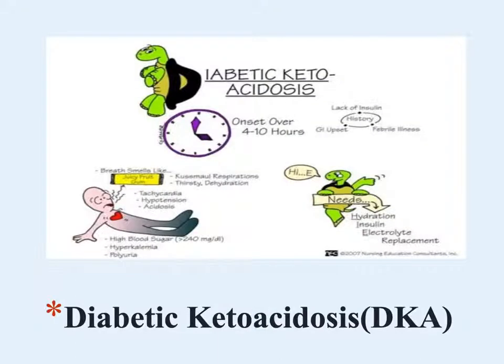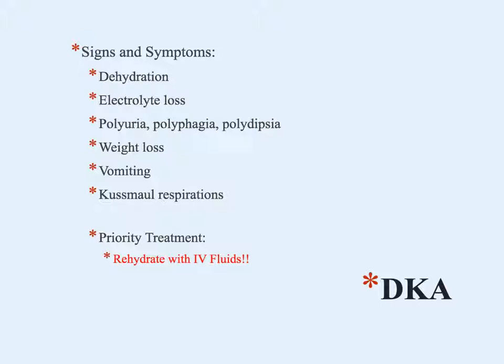So it's kind of a picture of what a patient with diabetic ketoacidosis appears like. They have that fruity breath, tachycardia, low blood pressure, the signs and symptoms of acidosis, the Kussmaul respirations, they're thirsty, they're dehydrated. Their needs: hydration first, then insulin, then electrolyte replacement. These are the big signs and symptoms of DKA, which we kind of just went over: the dehydration, the electrolyte loss, polyuria, polyphagia, polydipsia, weight loss, vomiting, Kussmaul respirations. And we will hydrate them with fluid and go from there.